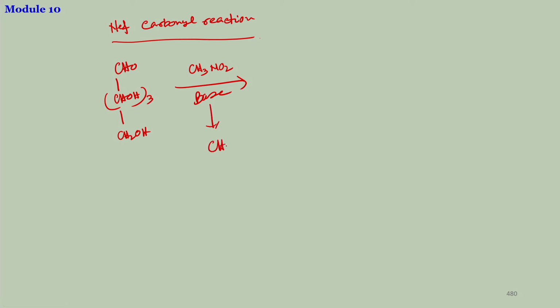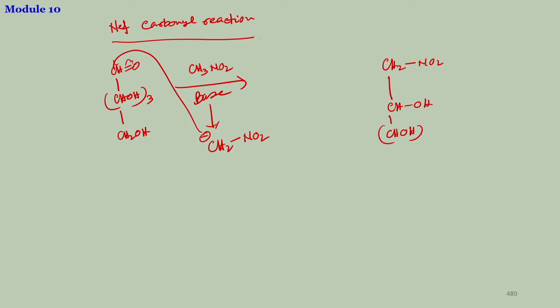That base will produce a carbanion, CH2NO2 minus. These carbanions, because of the presence of the NO2, which has strong electron withdrawing ability, are quite stable, so it is good carbanion chemistry. So this will react here, opening up. So we have CH2NO2, and in the next position you have CHOH and the other CHOH. So you have created a new CH2OH.